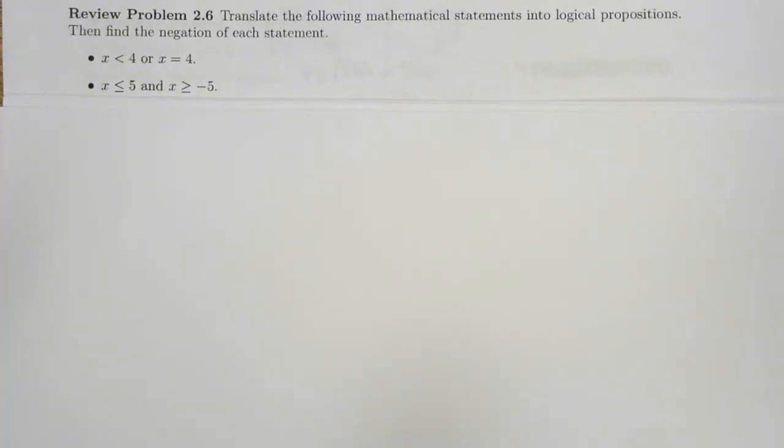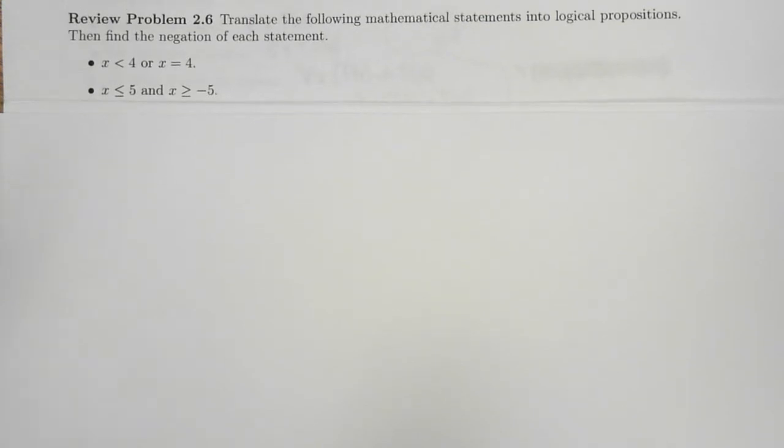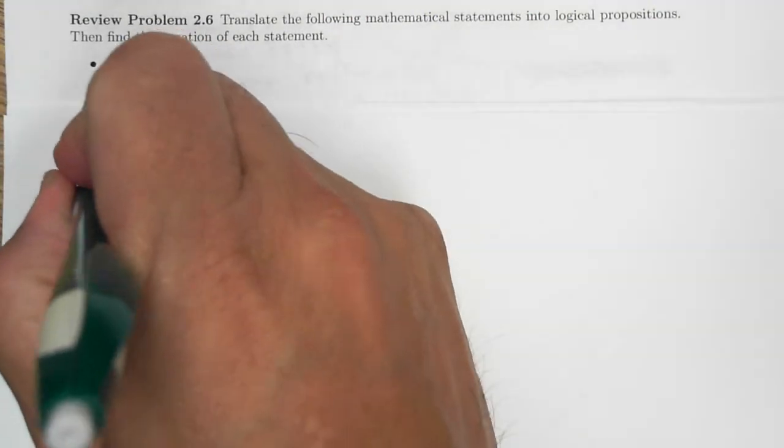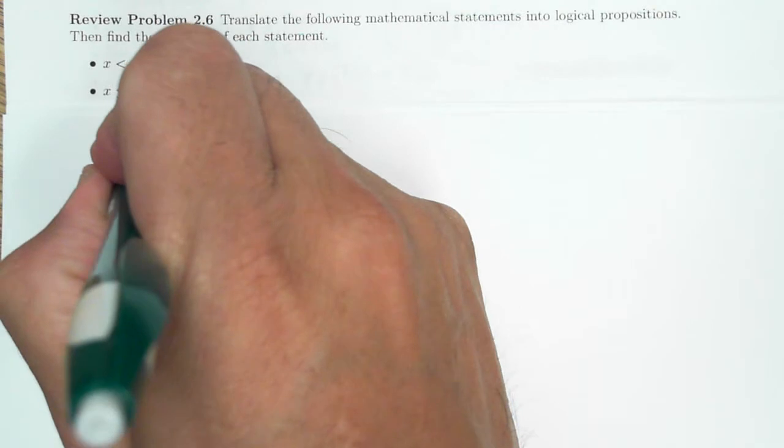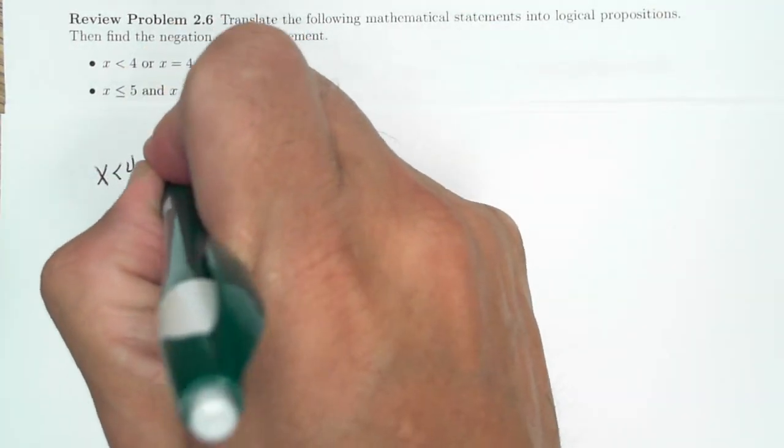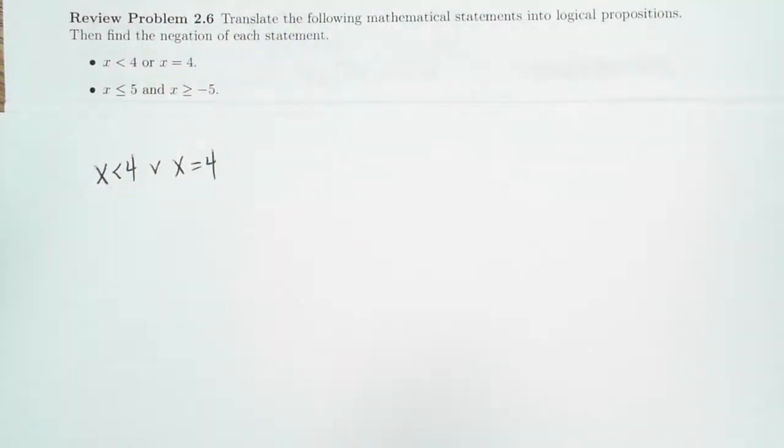Okay, let's take a look at these mathematical statements and turn them into logical propositions. And let's find the negation of both. First off, x is less than 4 or x equals 4. Clearly, the statement is x is less than 4 or x is equal to 4. And that is the statement written in terms of a logical proposition.